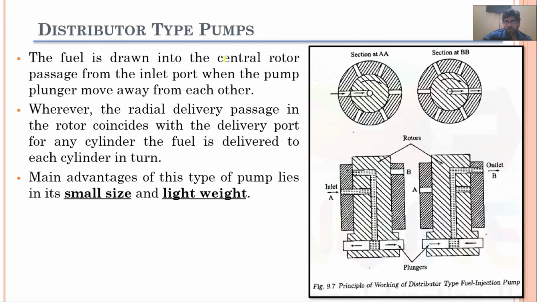The fuel is drawn into the central rotor from the inlet port when the pump plungers move away from each other. When they are moved away from each other, fuel is taken in. When they are coming towards each other, fuel is being delivered to the outlet port. The main advantages are they are small in size and light in weight.